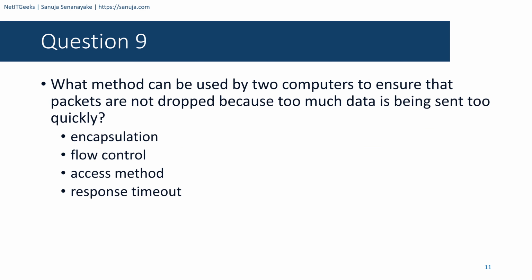What method can be used by two computers to ensure that the packets are not dropped because too much data is being sent too quickly? So this is question number 9. We have the answers such as encapsulation, flow control, access method, and response timeout.